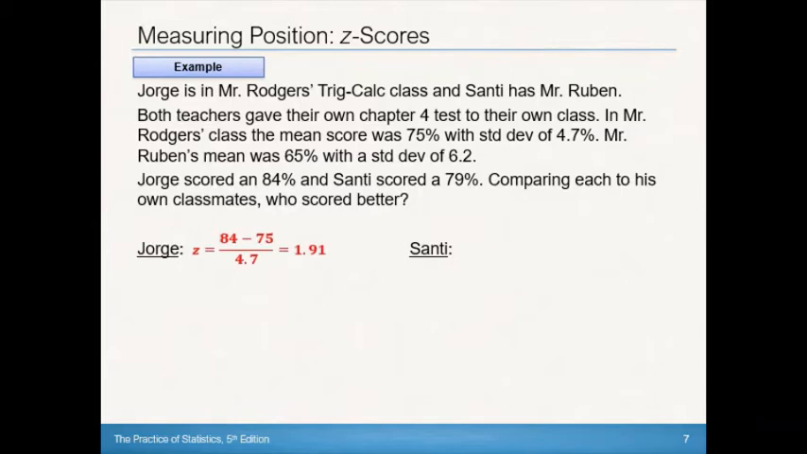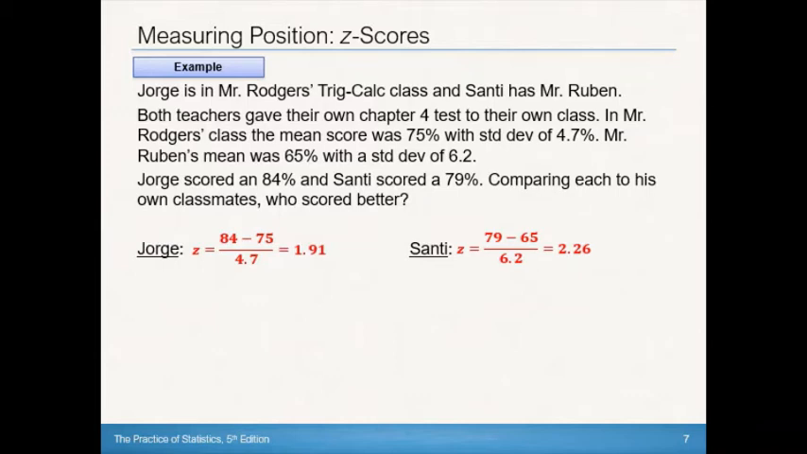Okay, so you can see that Jorge's z-score is 1.91, so that means just a little shy of 2 standard deviations above his class's mean. If we do the same thing for Santi, we see that his z-score is 2.26, so he did about 2.25 standard deviations above.